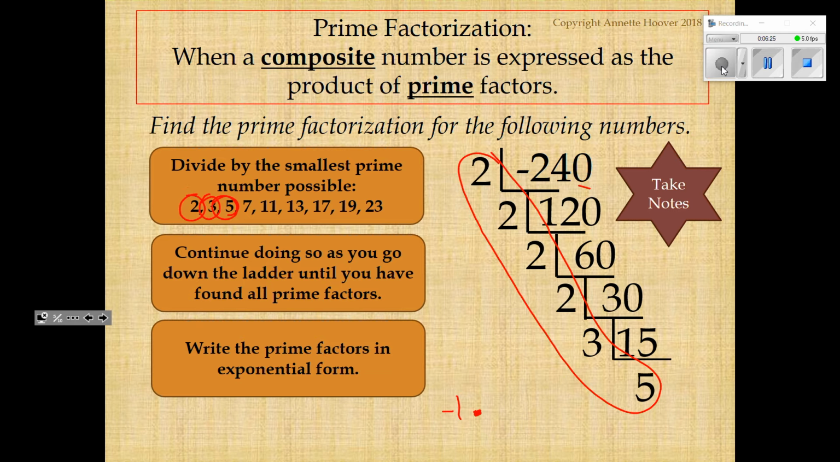So 2 times 2 is 4. 4 times 2 is 8. 8 times 2 is 16. 16 times 3 is 48. And 48 times 5 is 240.